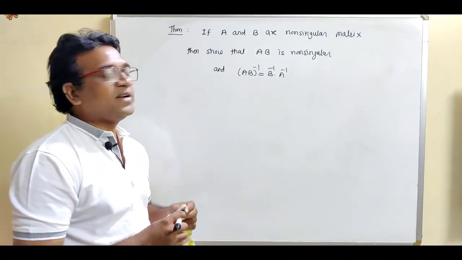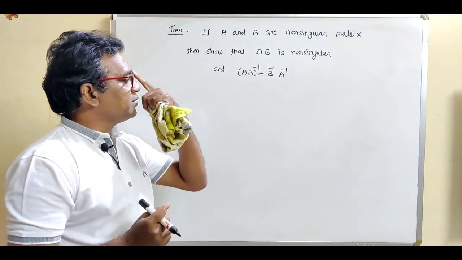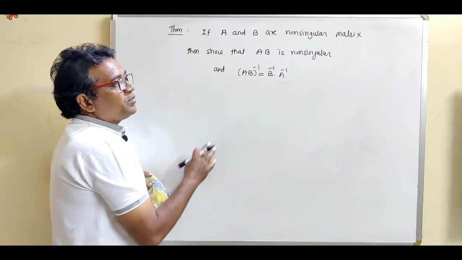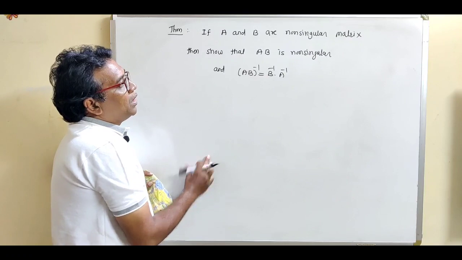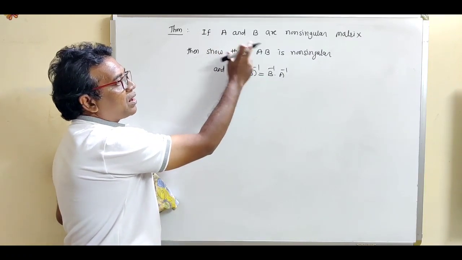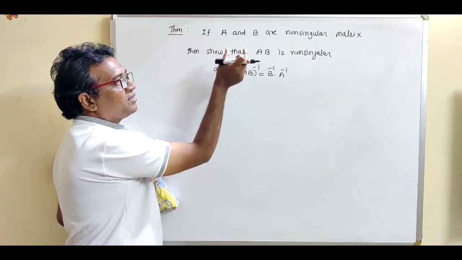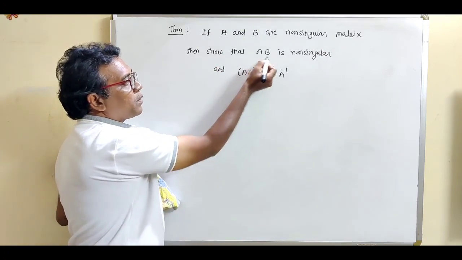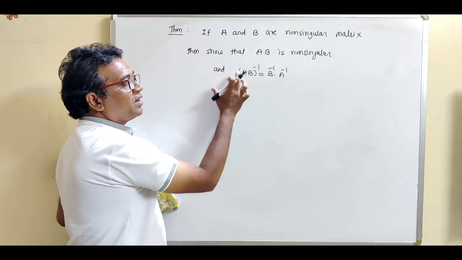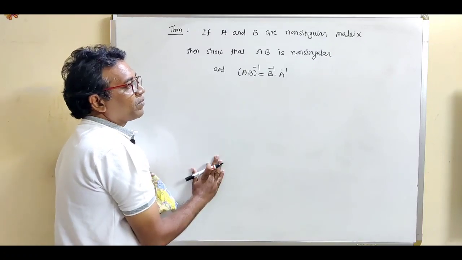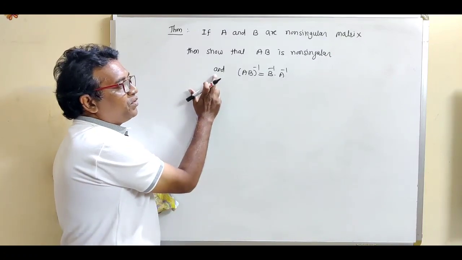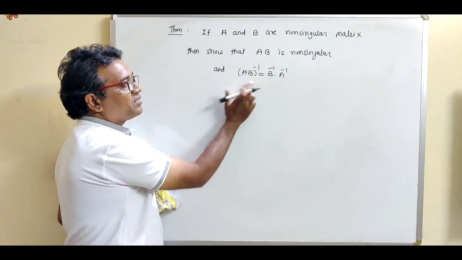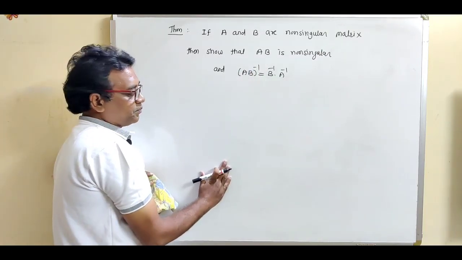Now let us prove the second theorem on inverse. Now this is the statement of the theorem. If A and B are non-singular matrices, this is given, and we want to show that this product AB is again a non-singular matrix. And secondly, prove that AB inverse is equal to B inverse into A inverse.